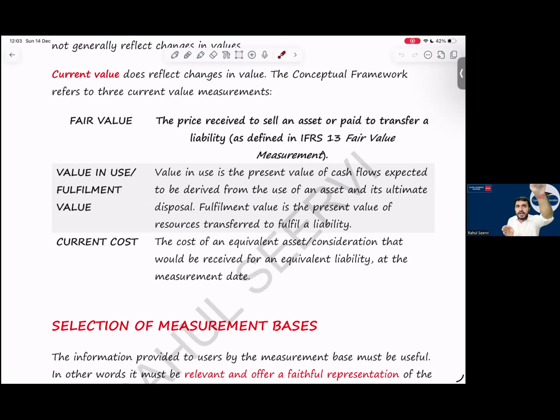Today I have an asset. Sir, I go to the market, in the market, the price of the asset. If I sell this asset, I'm not talking about a new machine. I sell this machine in the market, I get $10,000. That is my fair value. So what is the other thing?